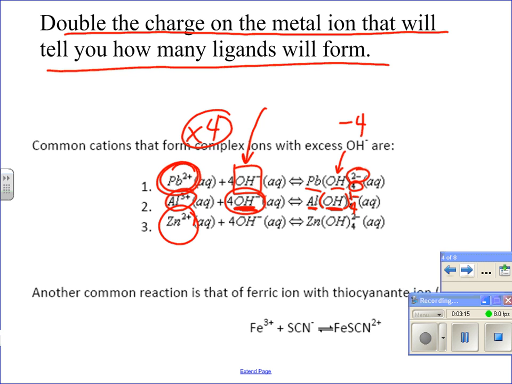Zinc: the charge is 2+. I double that to 4, so I'm going to add 4 OHs. I'm going to end up with Zn(OH)4. That's going to have a charge of -4. Zinc is +2, so overall the formula would be Zn(OH)4 2-. A common one that's used in AP: if you take Fe3+ and SCN-, you make FeSCN 2+. That's just straight memorization. It's a 1-to-1. And then figure out what the charge will be.